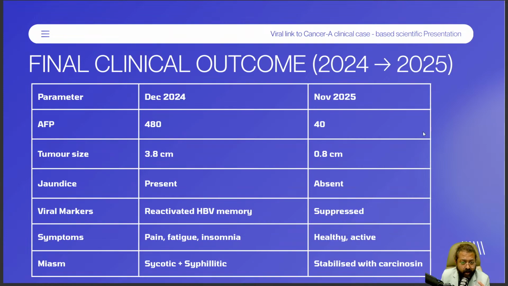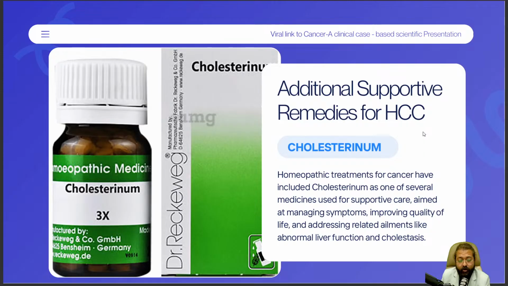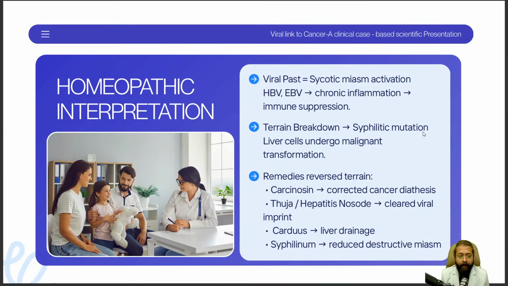Now what is our homeopathic interaction, doctors? I would like to explain how I have seen this, so you'll get all the dots connected. One is the viral past, which is called psychotic miasm activation. Second, HBV and EBV cause chronic inflammation, which in homeopathy we call immune suppression.